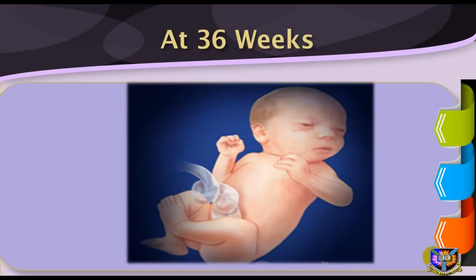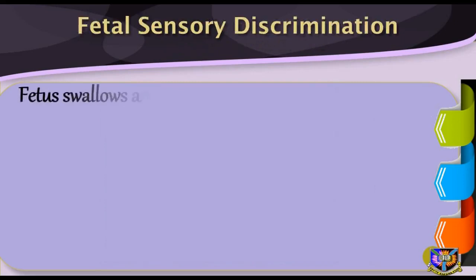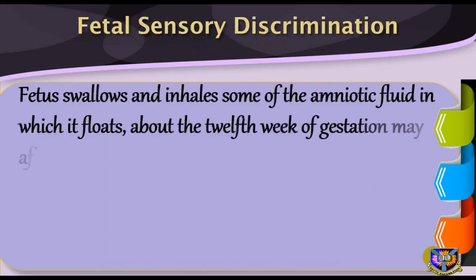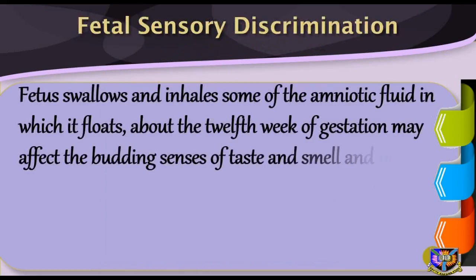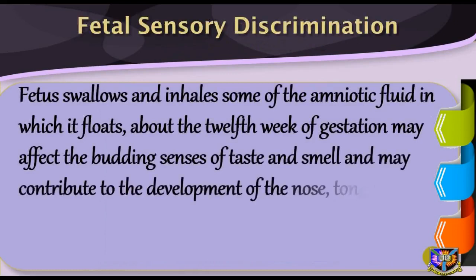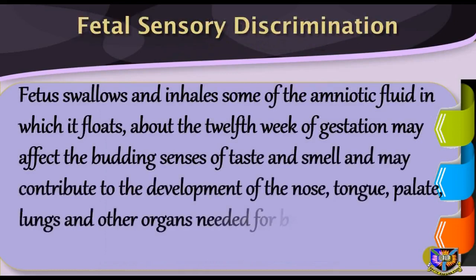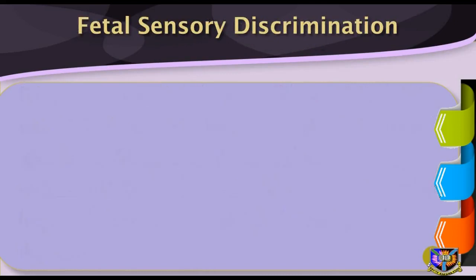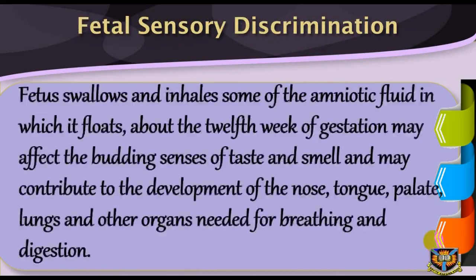Fetal sensory discrimination. Beginning at about the 12th week of gestation, the fetus swallows and inhales some of the amniotic fluid in which it floats. This stimulation may affect the body's senses of taste and smell and may contribute to the development of the nose, tongue, palate, lungs, and other organs needed for breathing and digestion.